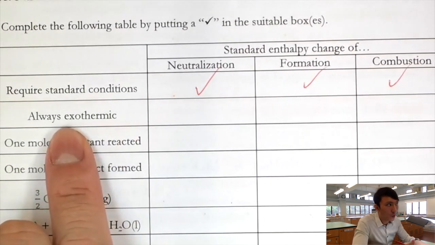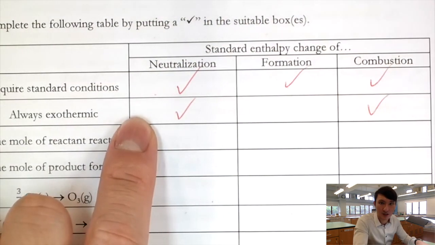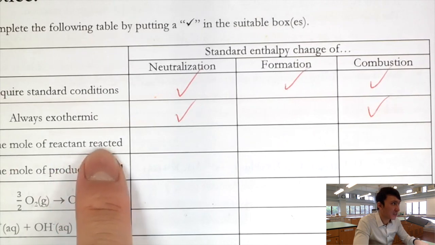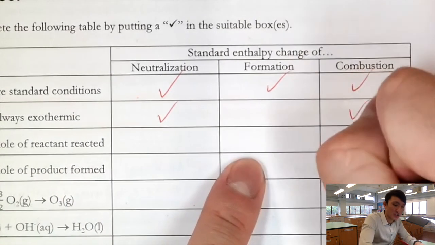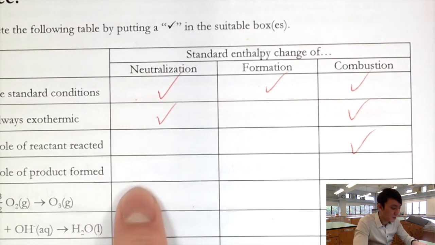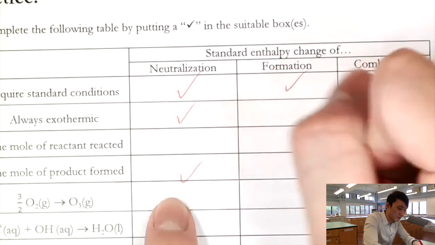Now, which one is always exothermic? So like I said, only neutralization and combustion. For 1 mole of reactant, this one must be combustion, because for this 2, the product is fixed as 1 mole. Here, 1 mole of product formed, so that would be this 2.